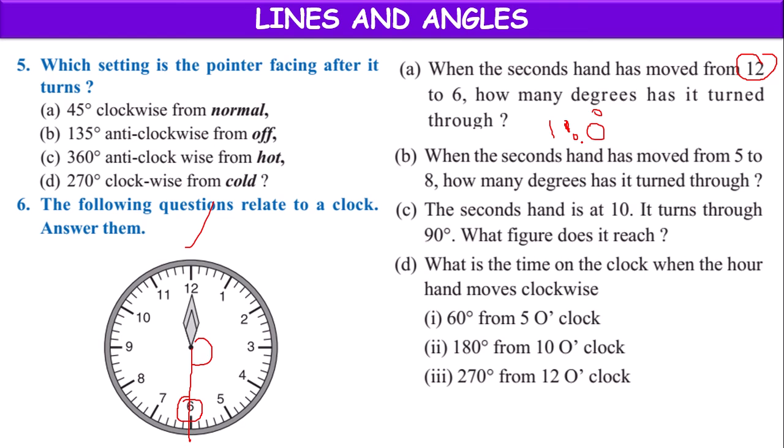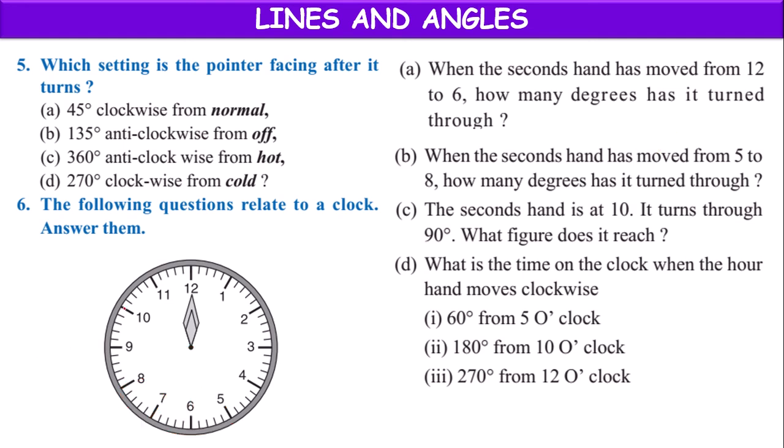So next. When the seconds hand has moved from 5 to 8, previously it is at 5. Now it has moved to 8. We have already learned in our concepts that between these two numbers the angle is 30 degrees. 5 to 6, 30 degrees. 6 to 7, 30 degrees. 7 to 8, 30 degrees. That means 3 complete parts, which is equal to 90 degrees. Answer: 90 degrees.